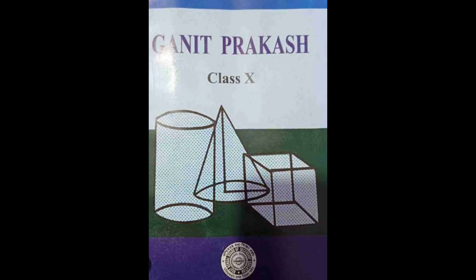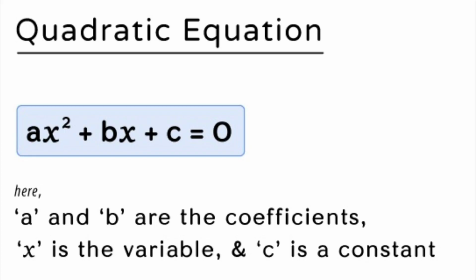So, let's start chapter 1. Chapter 1 is quadratic equation with one variable. Now, what is quadratic equation? Any equation in the form of ax square plus bx plus c equal to 0 is the quadratic equation.